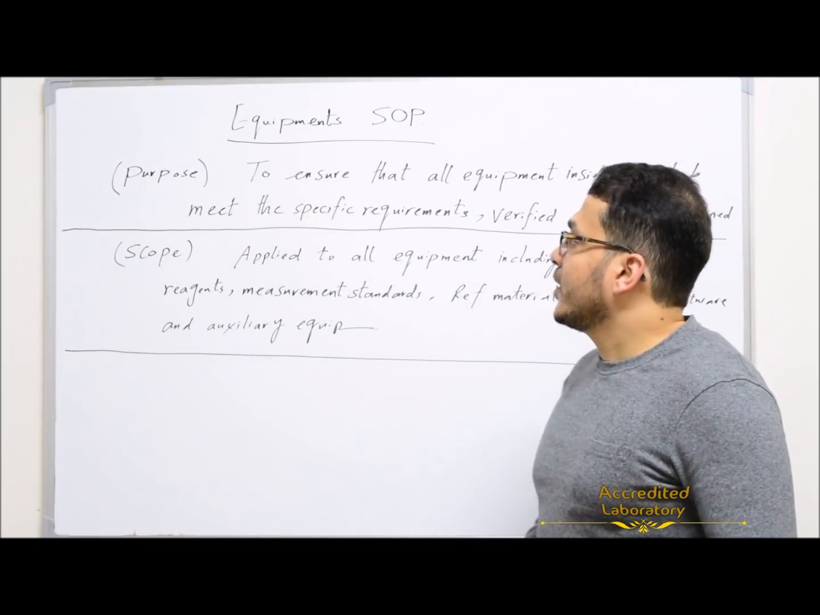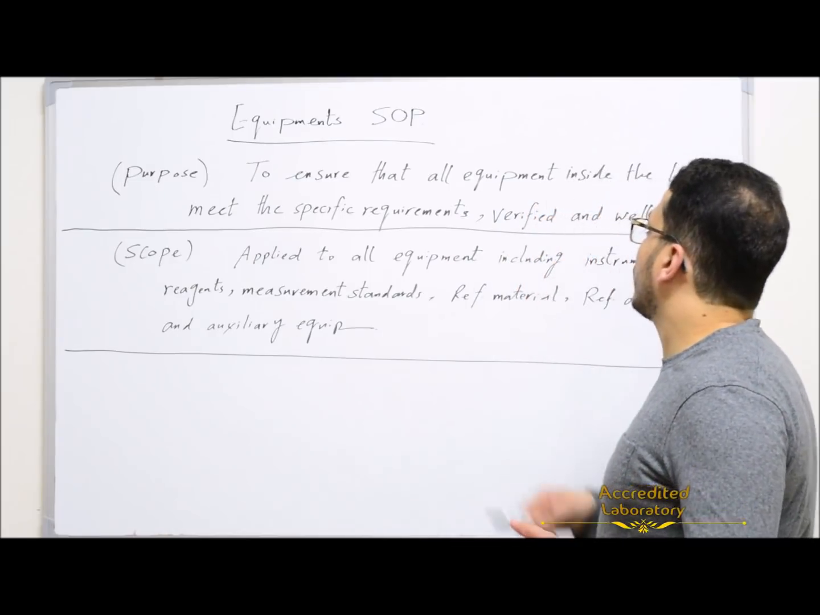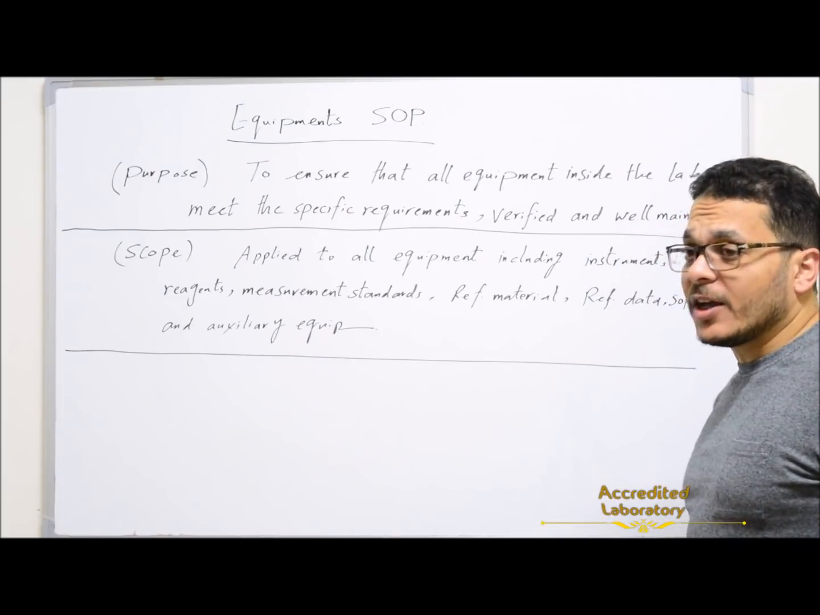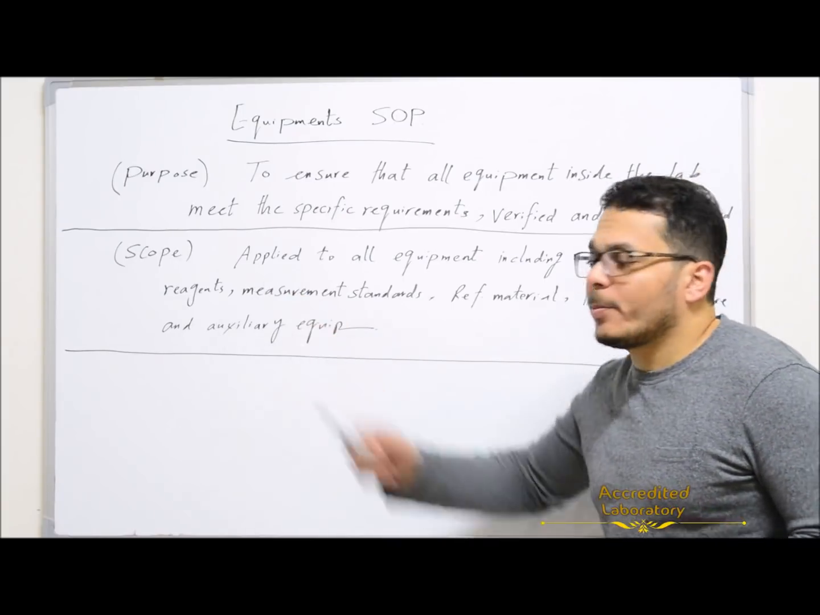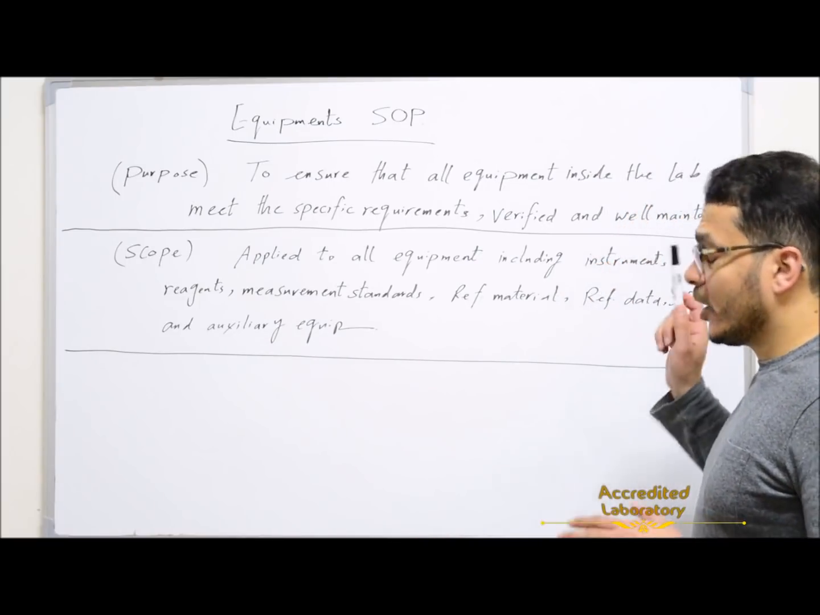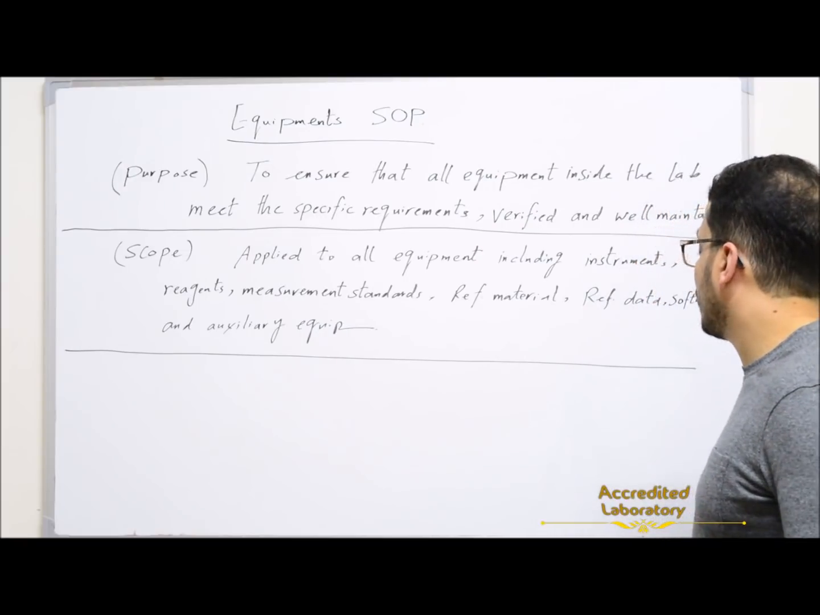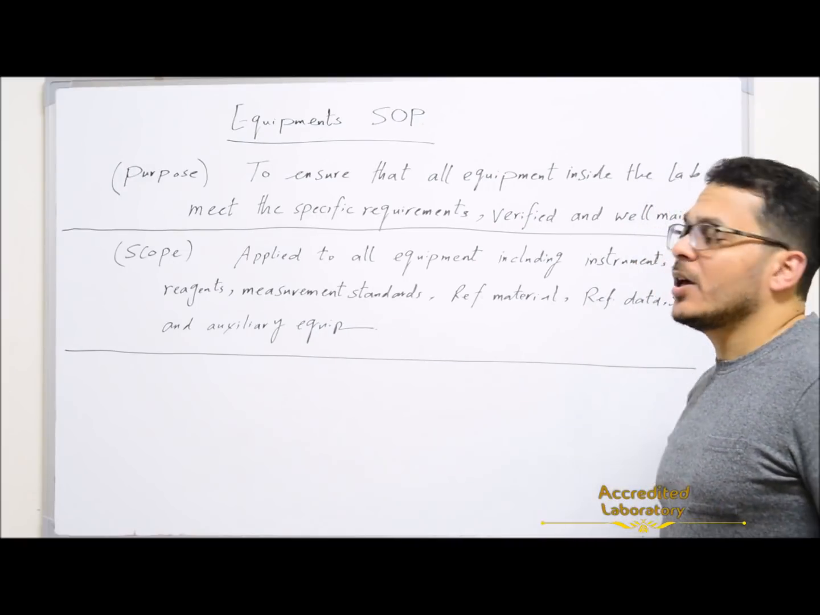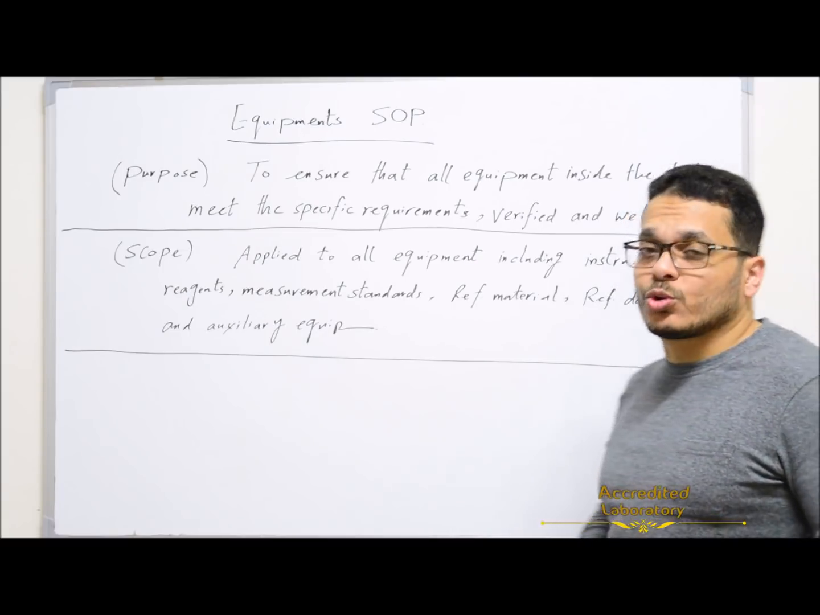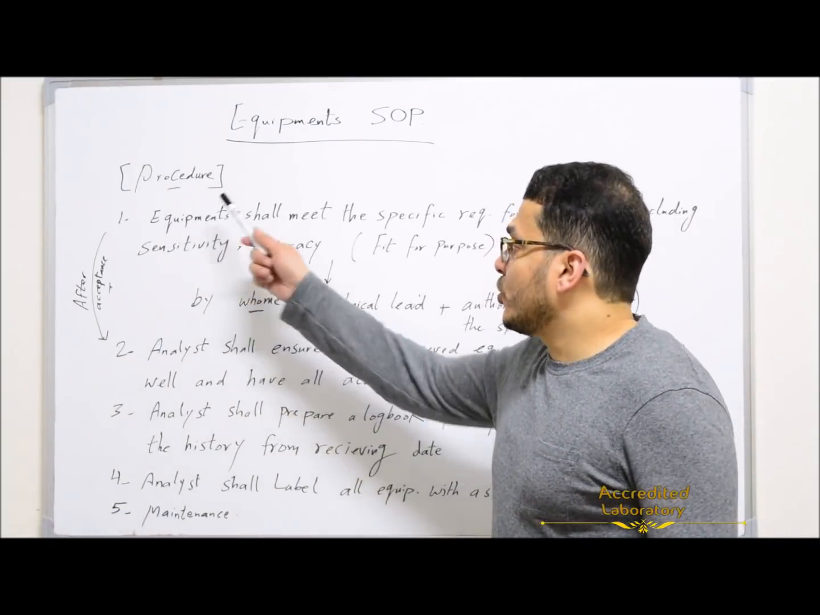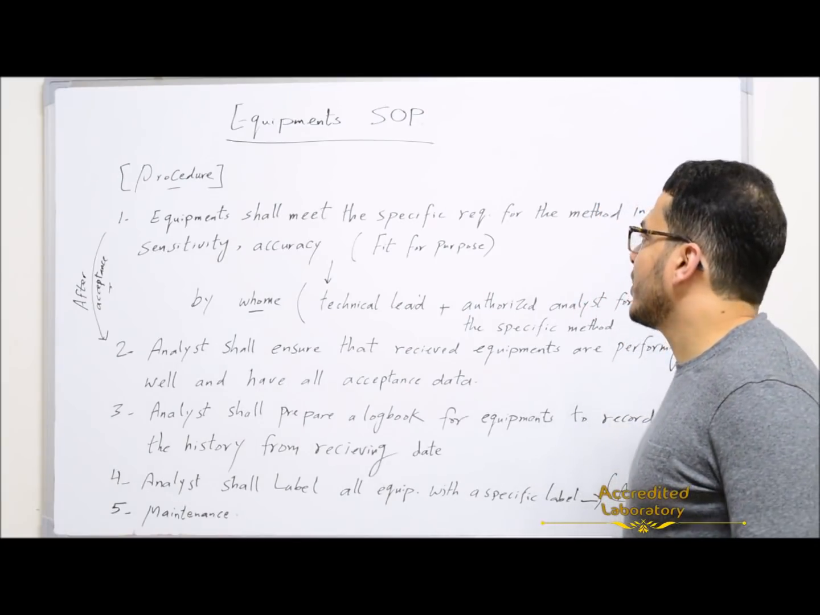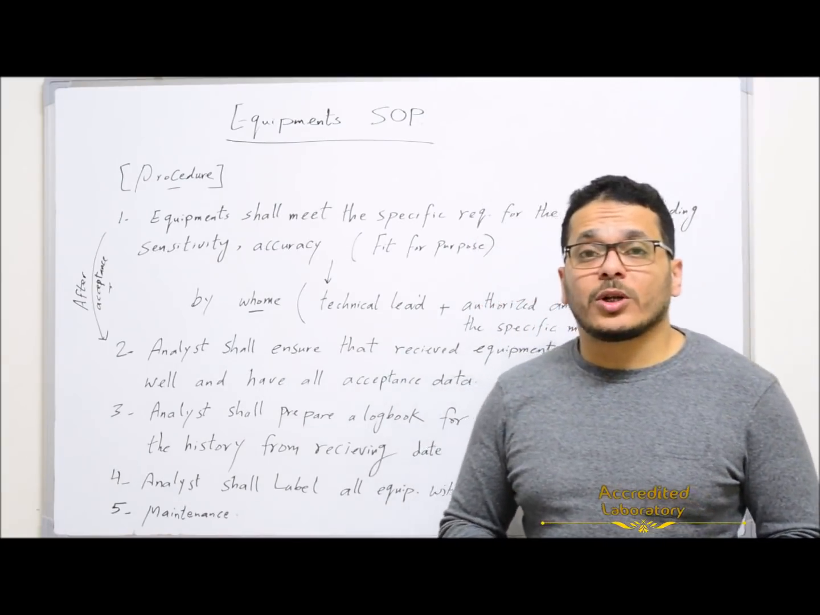The purpose of this SOP is to ensure that all equipment inside the lab meets the specific requirements, is verified and well maintained. The scope of this SOP applies to all equipment inside the lab, including as per the new edition: instruments, reagents, measurement standards, reference material, reference data, software, and also auxiliary equipment. Procedure for this SOP: equipment shall meet the specific requirements for the method and parameters you will analyze.